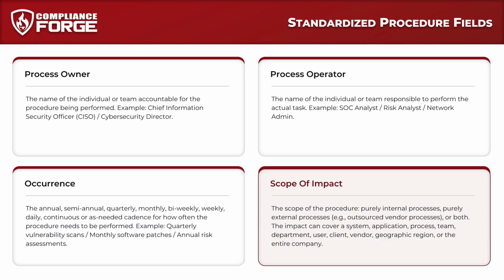And the scope of impact. This is whether the procedure covers purely internal processes, purely external processes, such as outsourced vendor processes, or both. The impact can cover a system, an application, a process, a team, a department, a user, a client, a vendor, a geographic region, or the entire company.